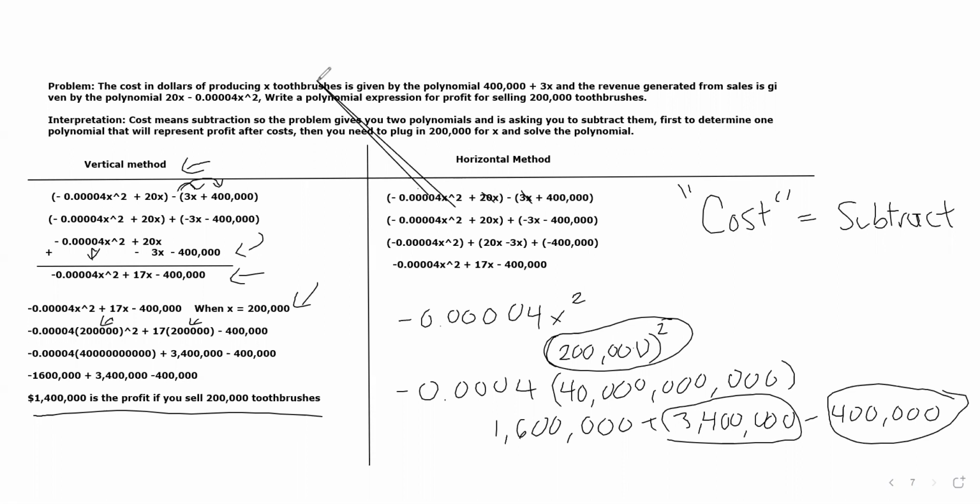So no matter what number you put in here, you get a pretty good idea of how the business is doing, which is ultimately the point of these polynomials, right?